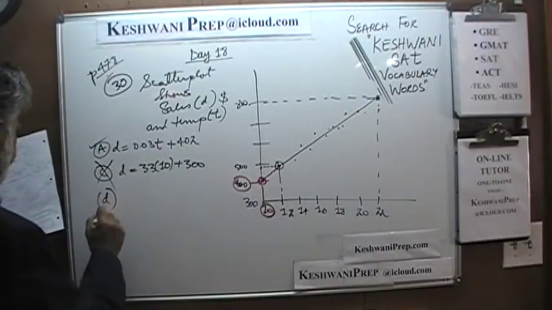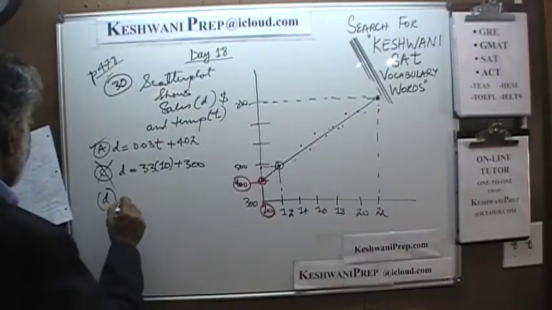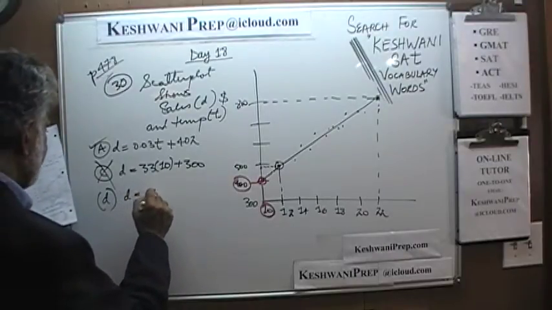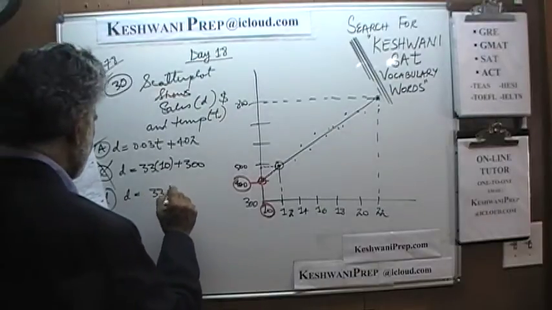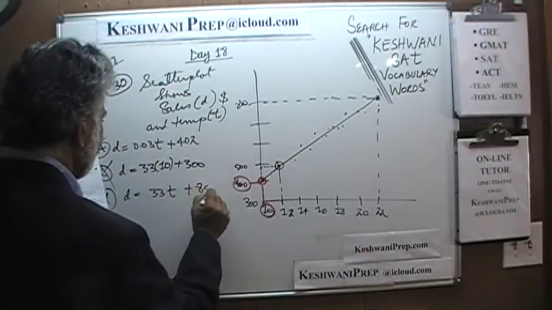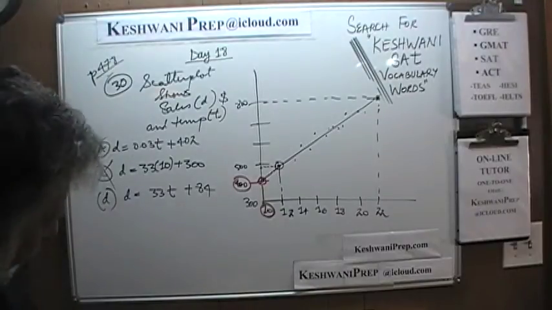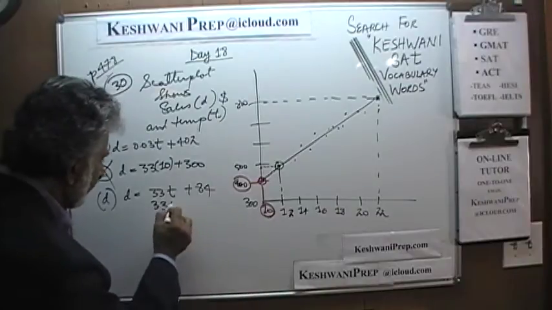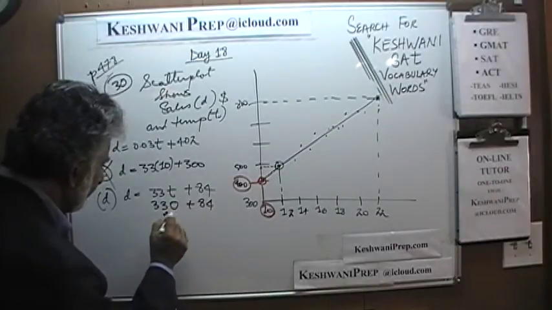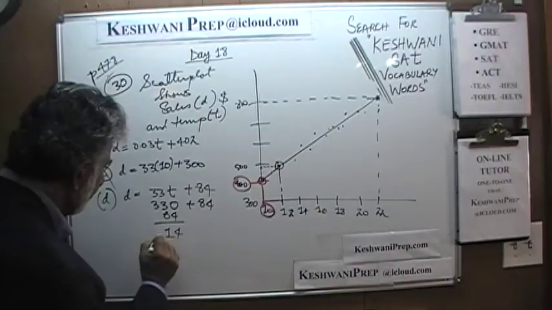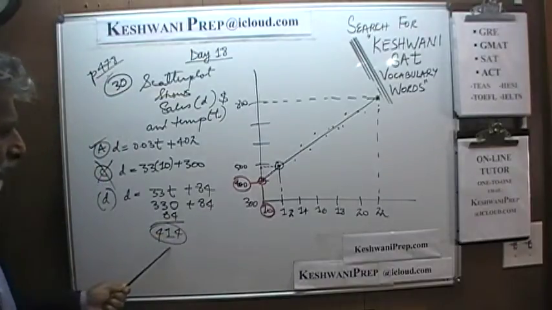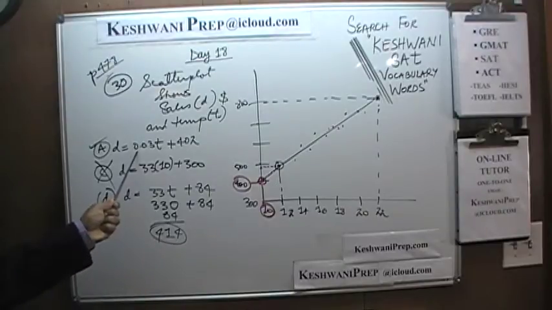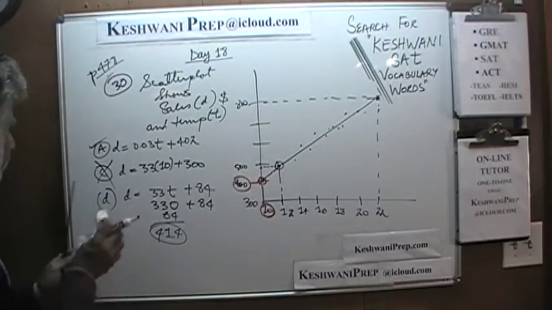Let's look at D. D says 33T plus 84. Let's see what happens now. If you put in T is equal to 10 here, 33 times 10 is 330 plus 84, 414. There you go. It is around 400. It's supposed to be around 400. So the answer is either A or D. Let's get rid of C.